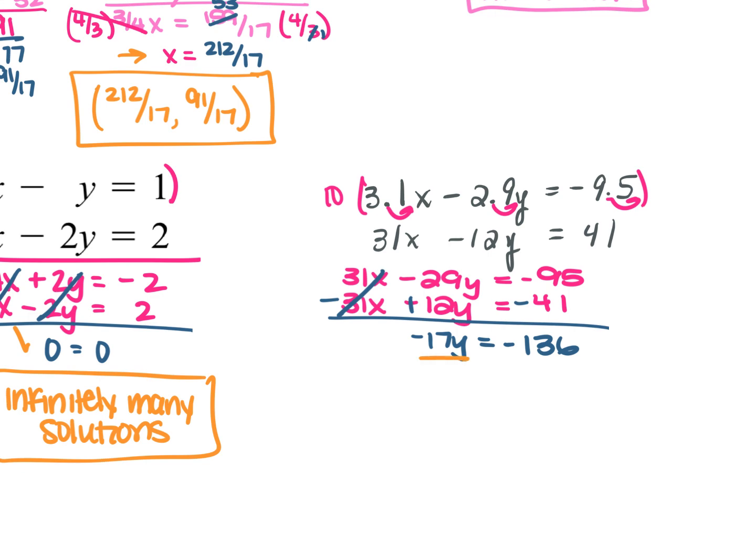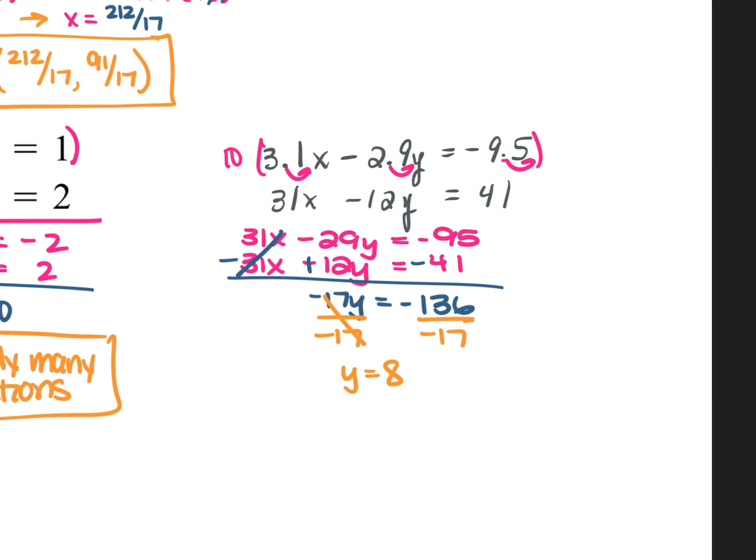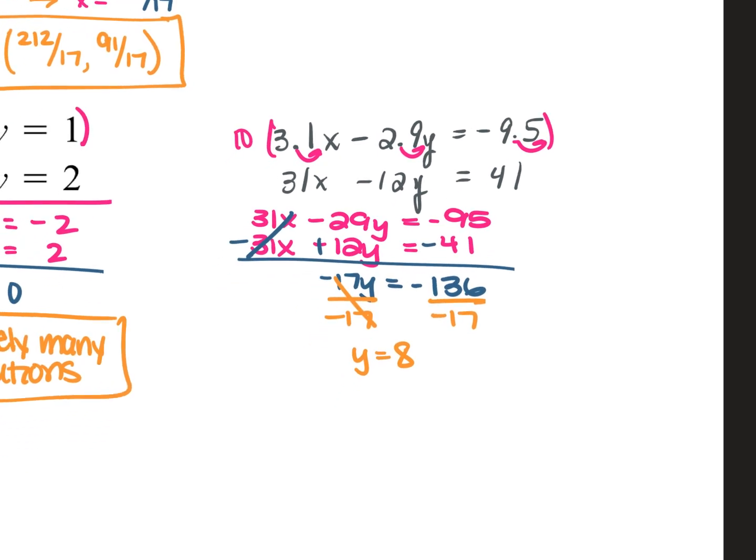So we're going to divide each side by that negative 17 to get y by itself, and we are left with y equaling 8. So from here, we're going to take that 8 and plug it into one of the original equations. I'm going to use the bottom one, so it's going to be 31x minus 12 times 8 is equal to 41.